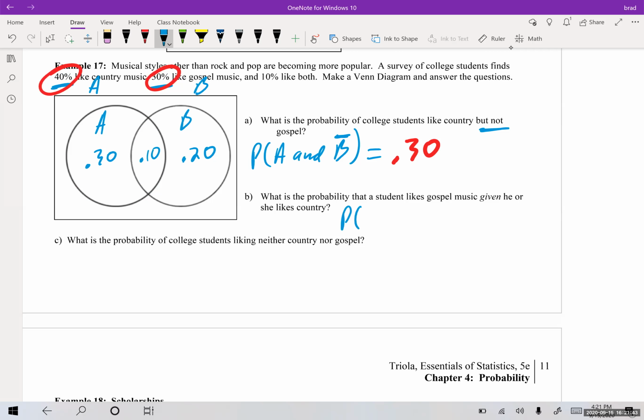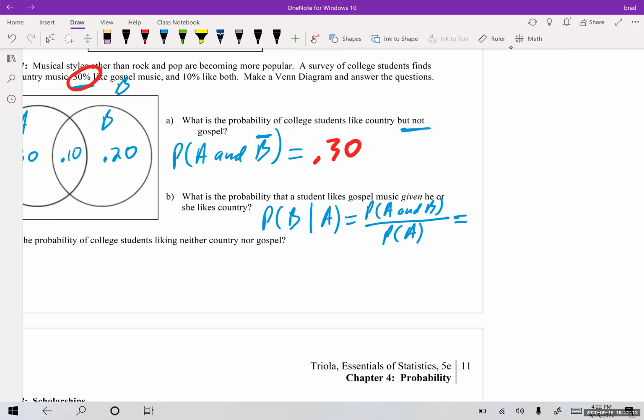Probability that a student likes gospel music, so probability of B given that they like country. You're saying they already like country. You already know this. What's the chance that this person that likes country also likes gospel music? Well, remember our formula from up top: probability of A and B divided by the probability of A.